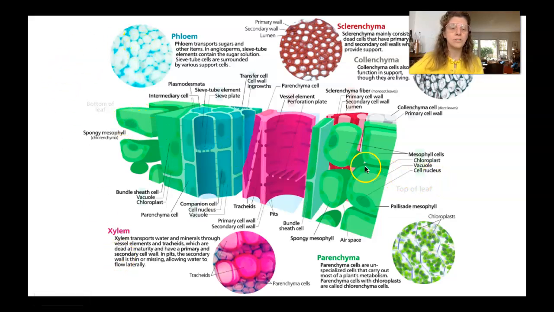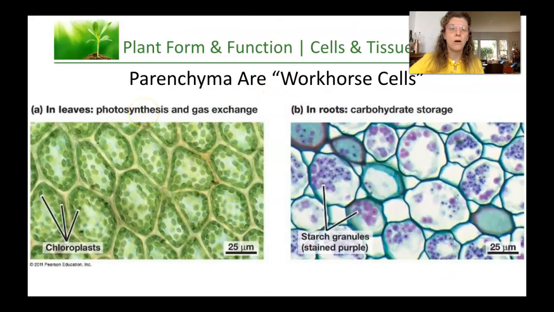It's nice because it gives you an image of it from the top of the leaf down to the bottom of the leaf, and a lot of the different important types of structures that we find, including things like the companion cells, the tracheids, the pits, the different types of ground tissue cells like the collenchyma, and things like the vessel element and the sieve tube element. So the parenchyma are the workhorse cells. You can see that in leaves, they are responsible for photosynthesis and gas exchange. And in the roots, they're going to be where that carbohydrate storage is.